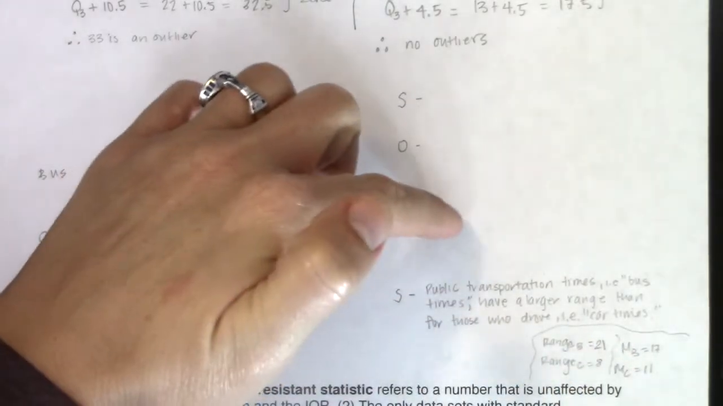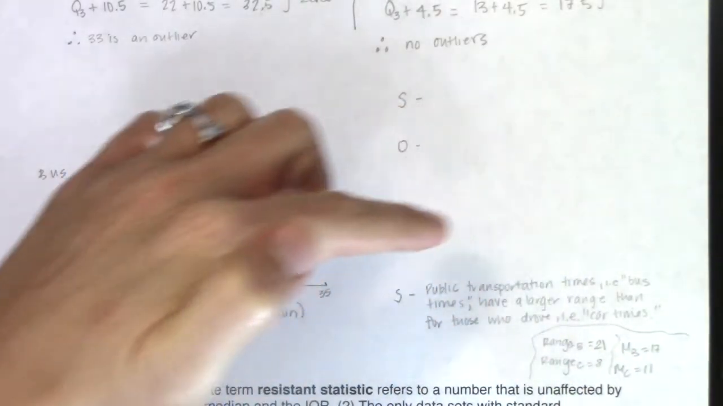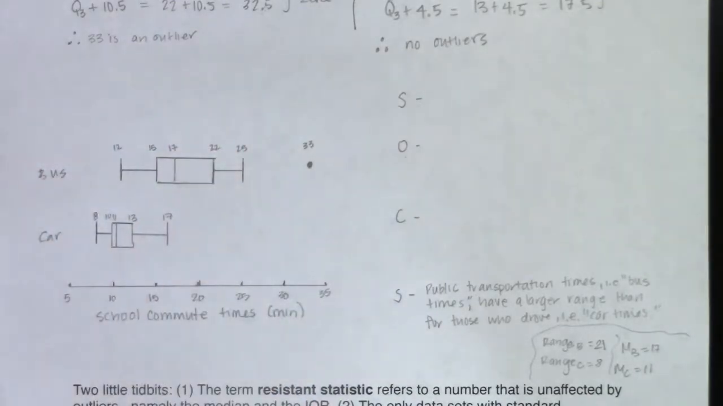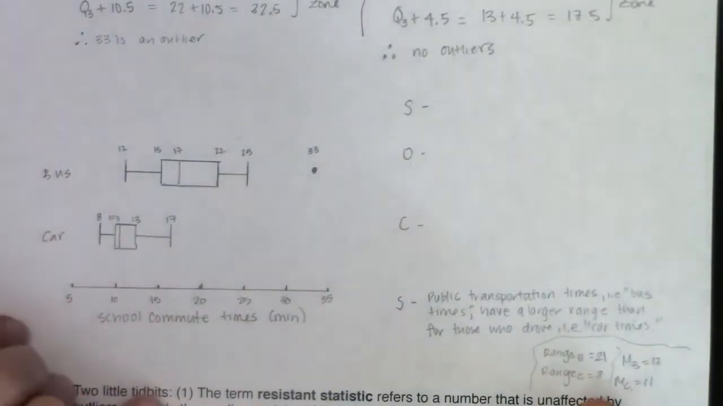And I don't want you to just state what the centers are in your sentence. I want you to compare them. So again, I'm seeing that the bus times have a larger median. So that's what I'm going to write, that the median commute time for those taking the bus was larger than the median commute time for those driving their car. That's a great sentence to write up.